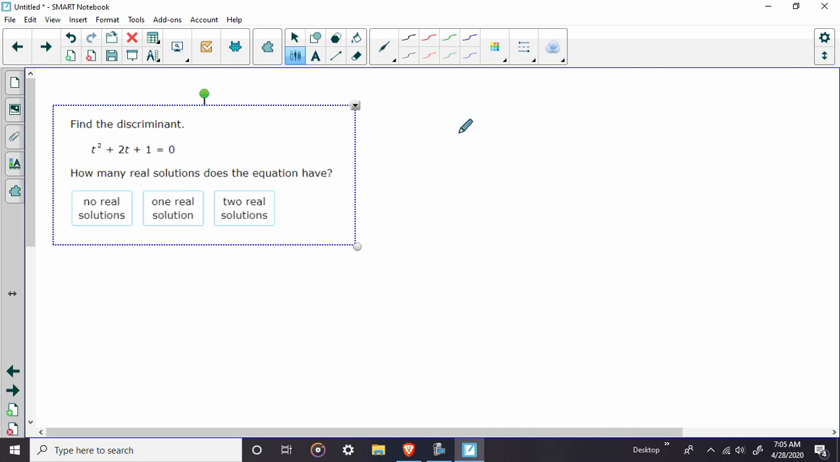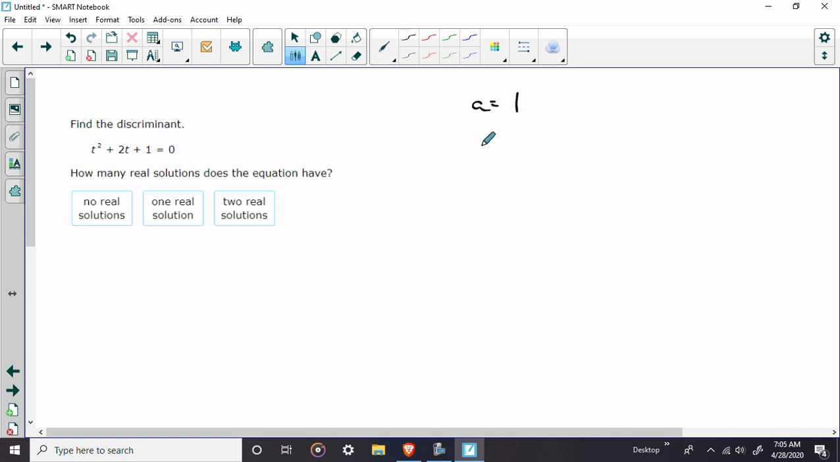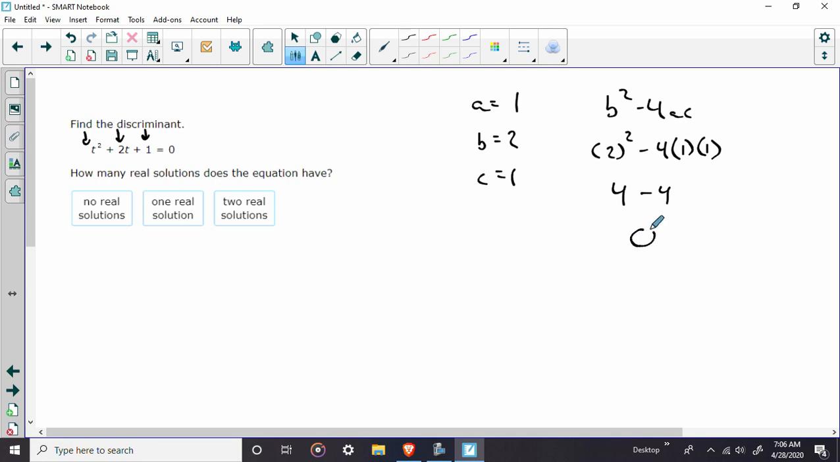Find the discriminant. Tell how many solutions the equation has. Okay. So again, it's in standard form. A is equal to 1. B is equal to 2. And c is equal to 1, right? So again, what are your coefficients? 1, 2, and your constant was 1, okay? So we got b squared minus 4ac. So that's going to be 2 squared minus 4 times 1 times 1. 2 squared is 4. Negative 4 times 1 is negative 4. And 4 minus 4 is 0.